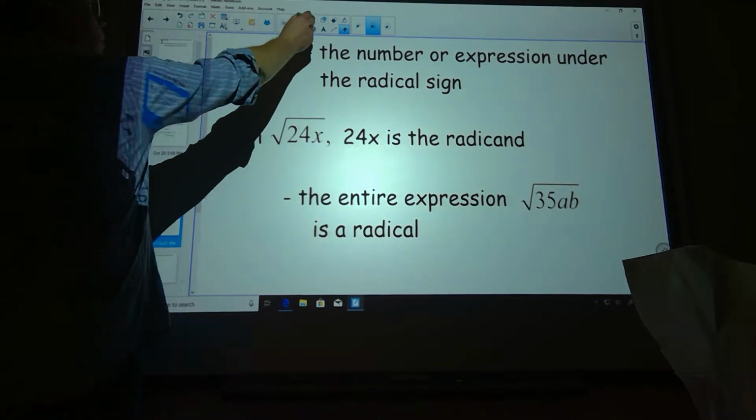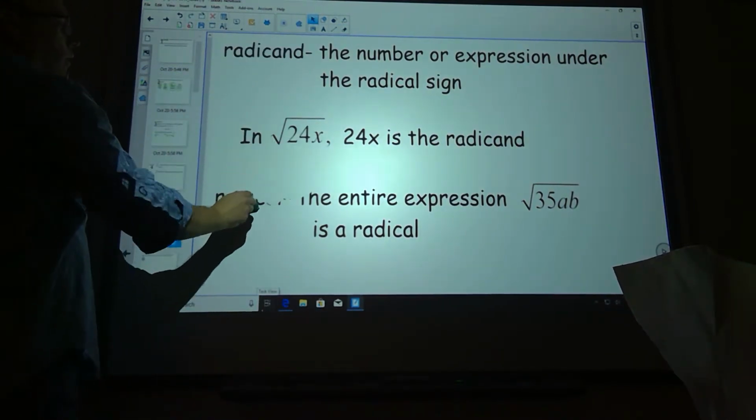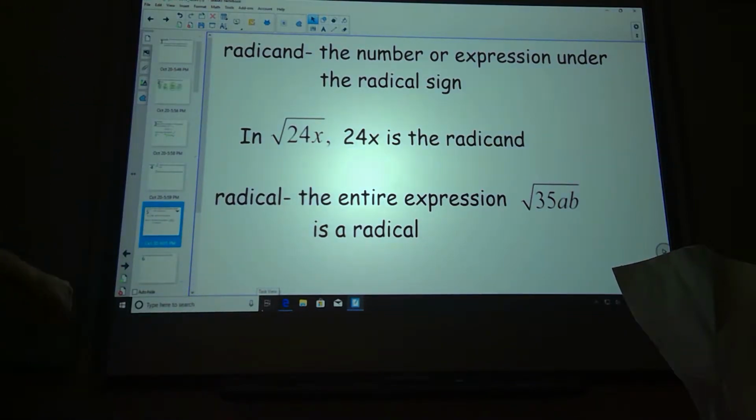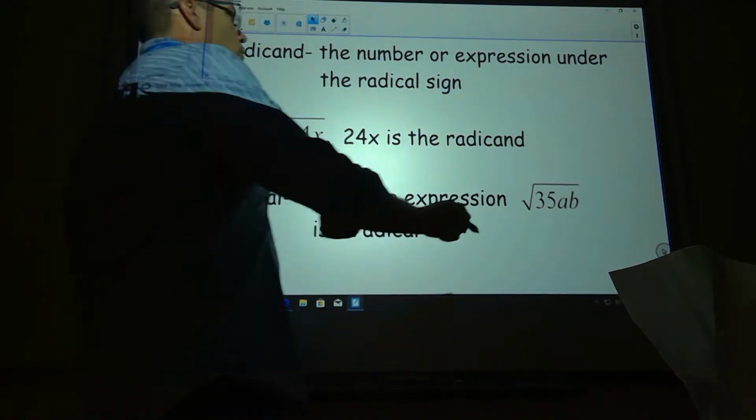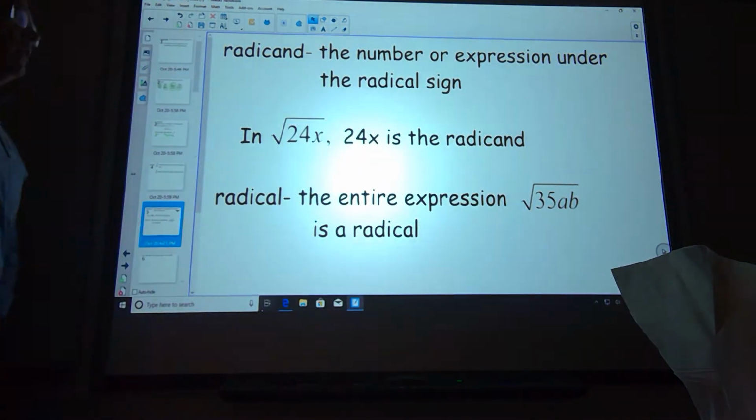Uh-oh, more stuff to remove. Was there stuff there? Yep. Radicand, and, oh, come on, where'd it go? Here, there we go. Good. Is there more here? Is there anything beyond that? I tried to erase it on yours.